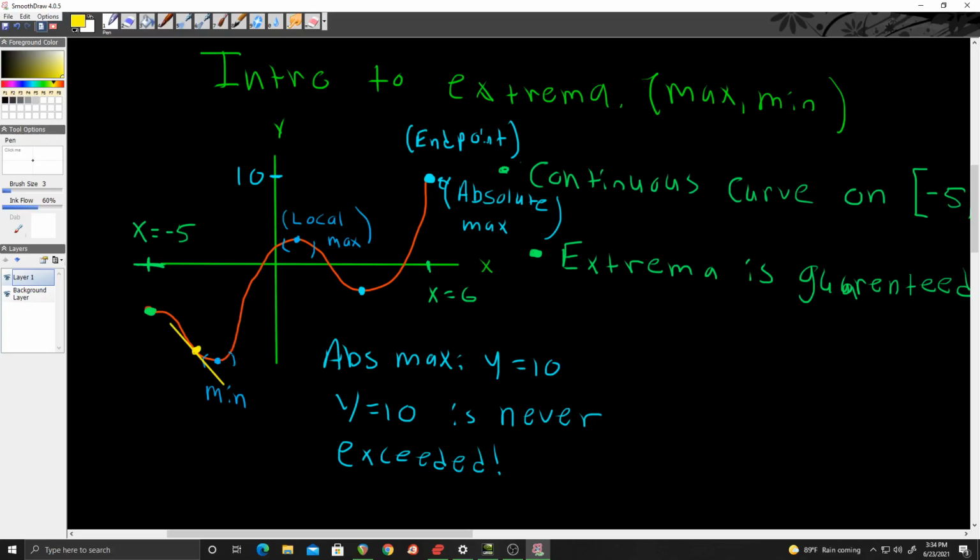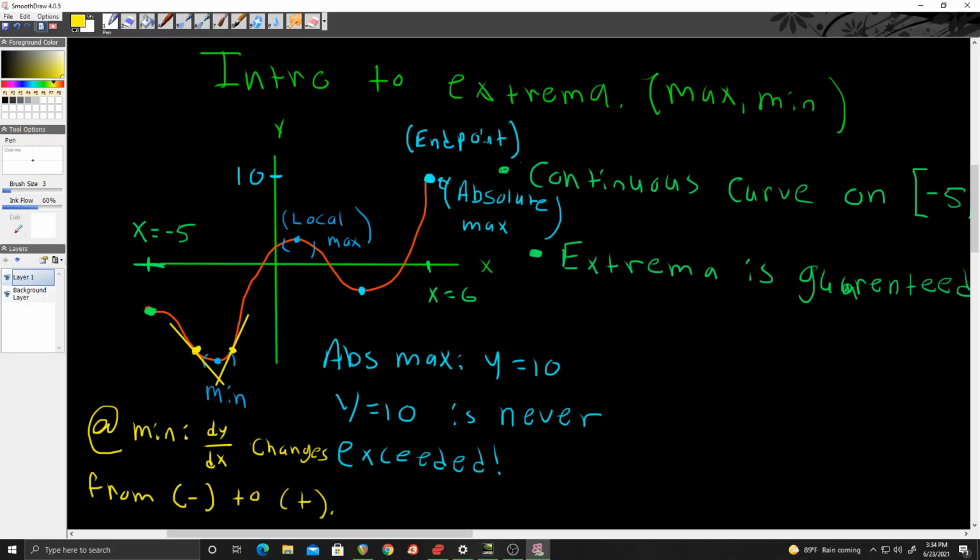A way that we can say that with derivatives is if our function is increasing, our derivative is going to be positive. So in other words, at the min, the derivative dy/dx changes from negative to positive. And this is how we define a minimum.